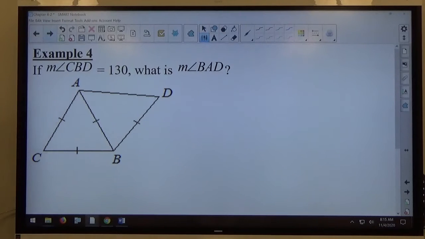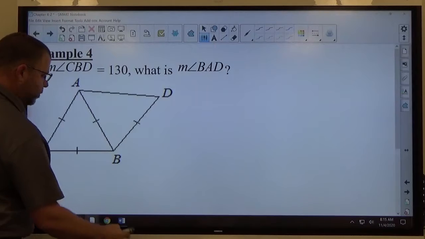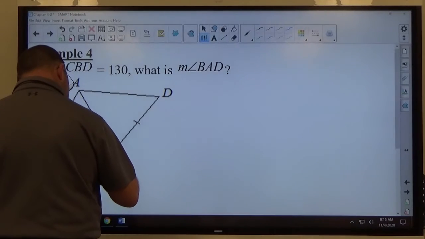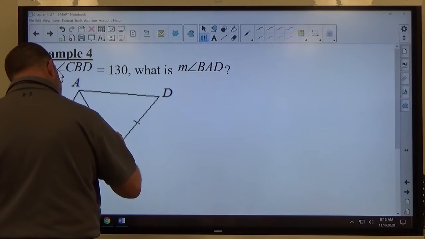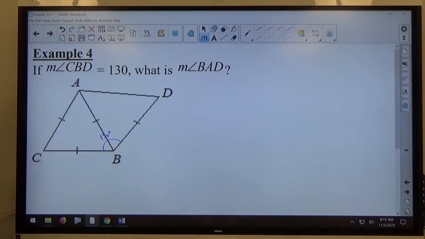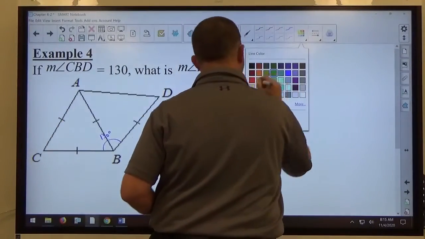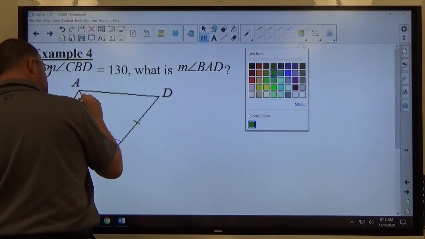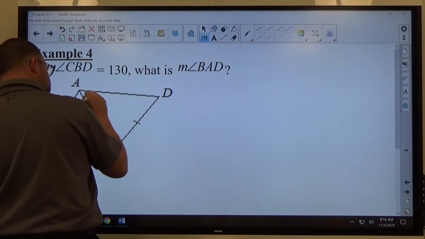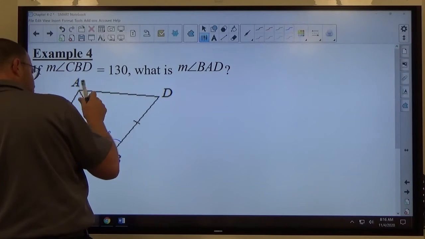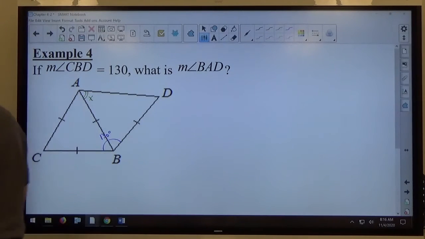All right, example 4. If the measure of angle CBD is 130, so that's 130, what is the measure of angle BAD? BAD is up here. Well, I'm going to give that a name. Let's call it X. So I want to find out how big X is.